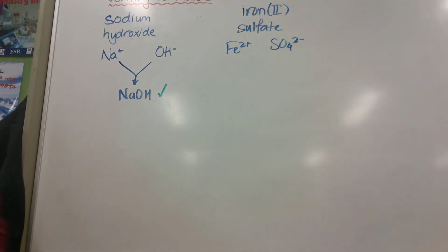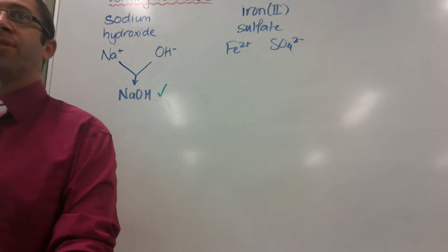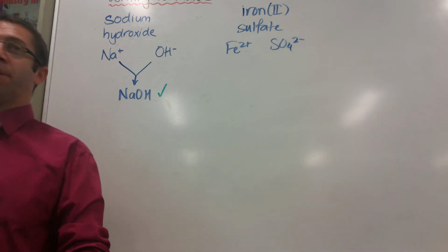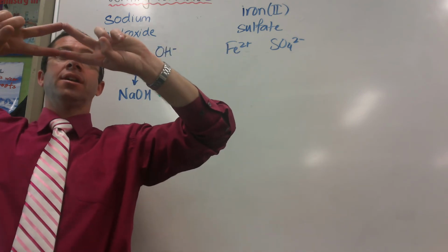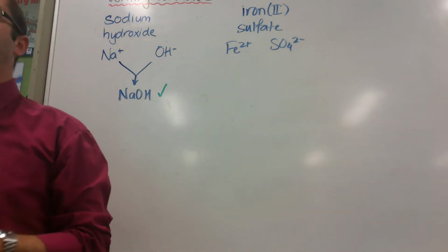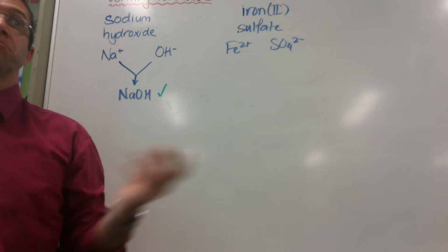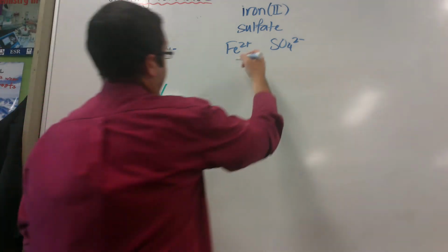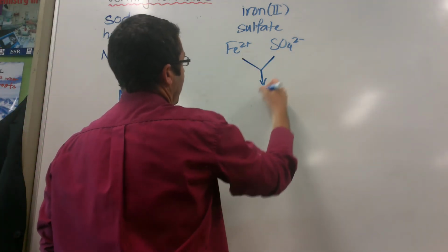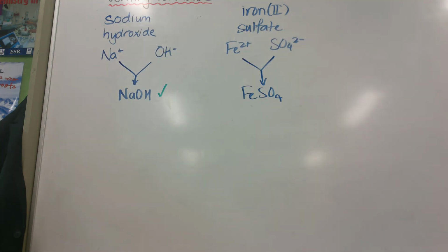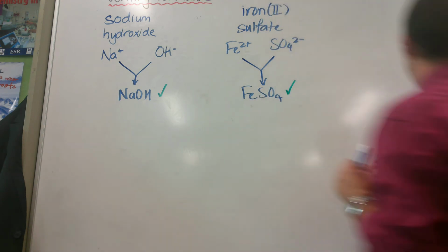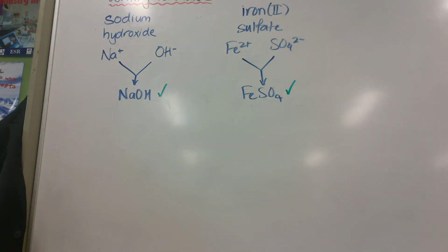Right, same idea. How many positives do I have? 2. How many negatives do I have? 2. Do they cancel each other out? Yes, they do. So what do I have to do? Perfect. So I've stuck them together as FeSO4. Big tick on that one. We've got it. Sorry, they're going to get a little bit harder now. The next one we're going to do is called potassium carbonate.